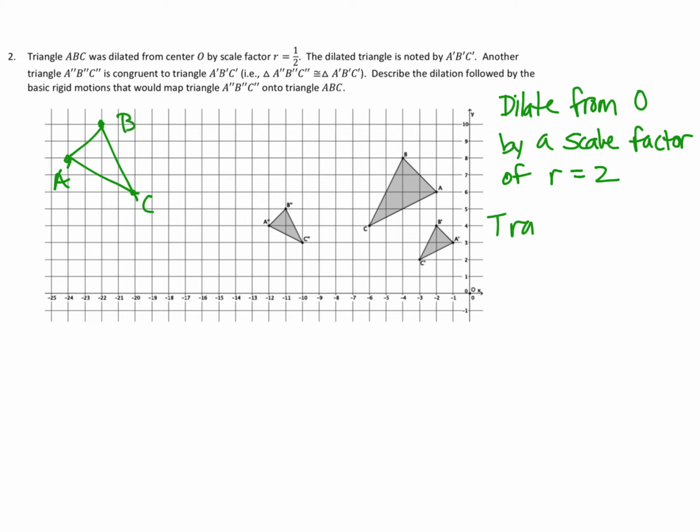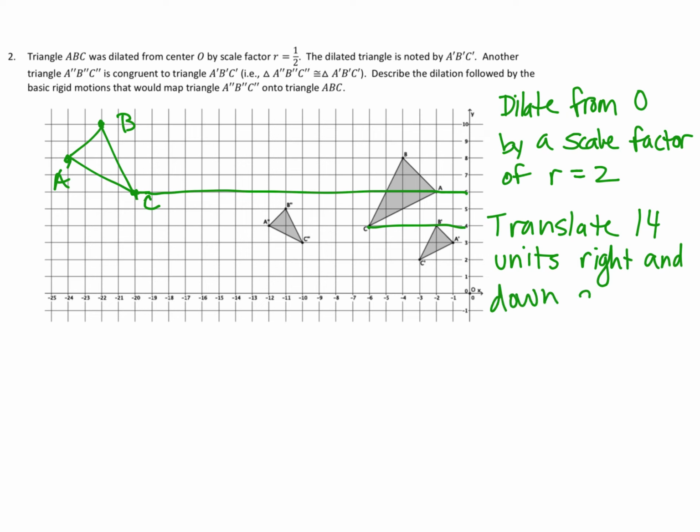So we will translate. We're going to match up C with C. So we're going to translate until we hit over there, which would be from 20 to 6 would be 14. So yeah, this one's at 6 and this one is at 20. 14 units right. And then if the C is at 6 and this one is at 4, we need to go down 2 units.